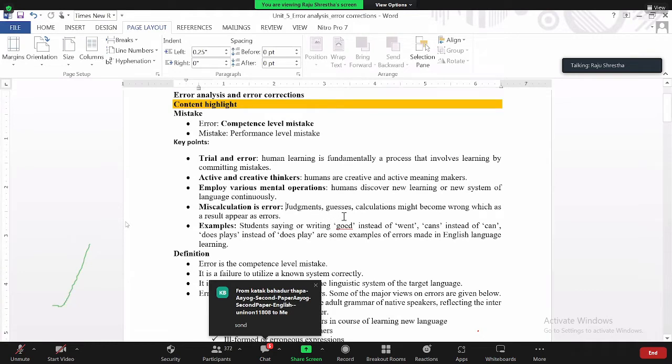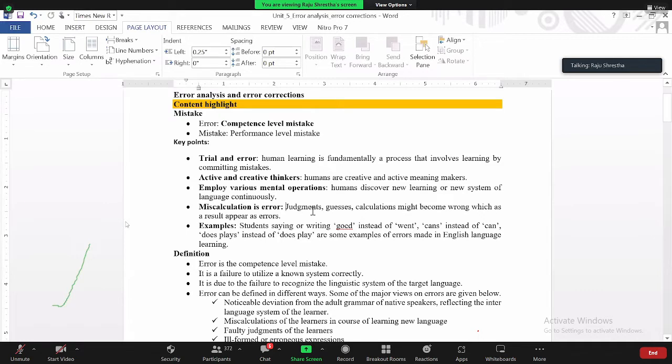Then interpretation and wrong judgment. Like let's say, judgments, guesses, calculations that are wrong appear as errors.